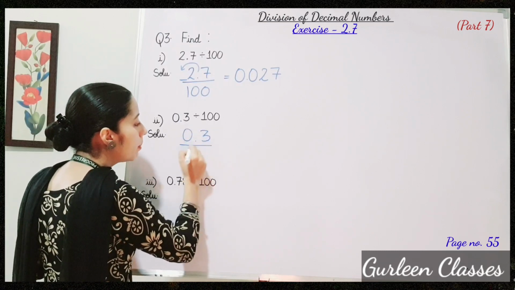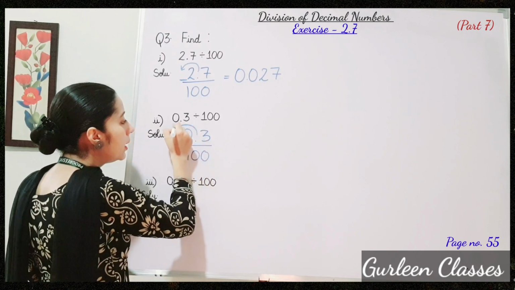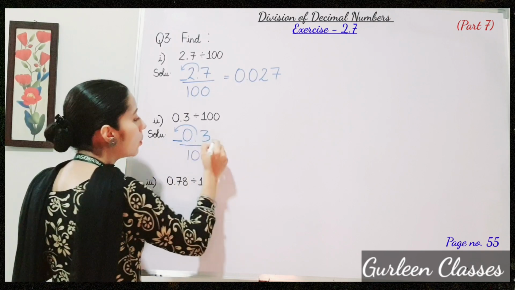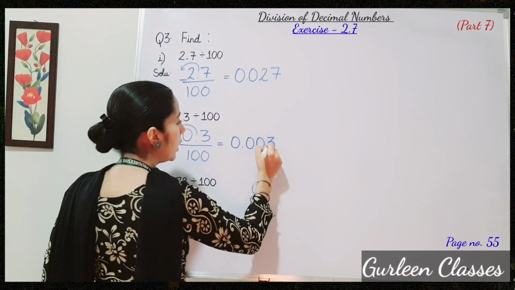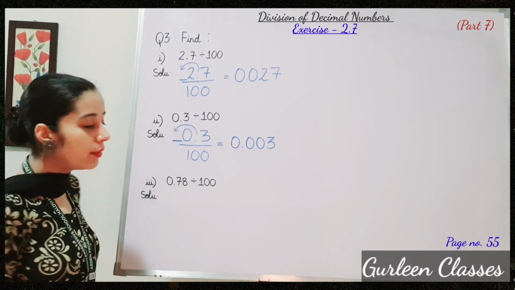Now second part, 0.3 divided by 100. Move decimal point to the left by two places. First place is this, second place we will add 0. So answer is 0.003.